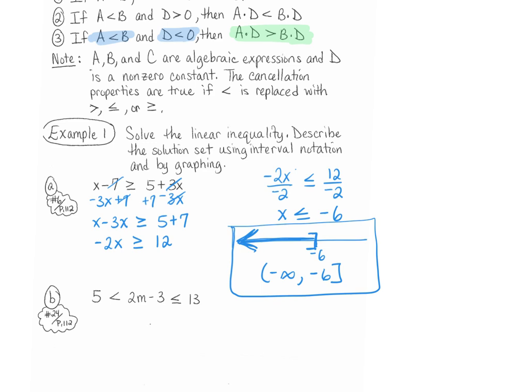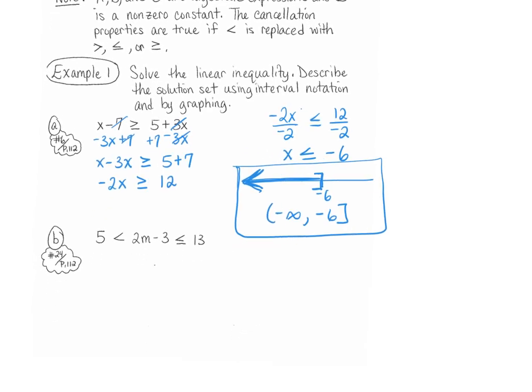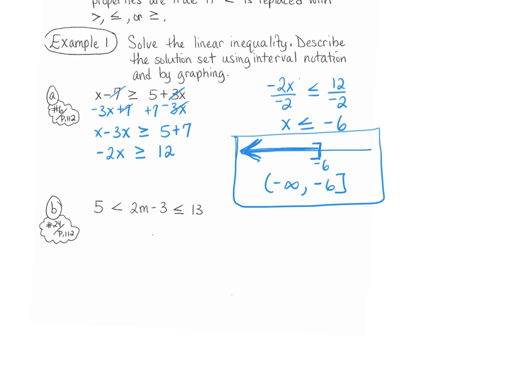Excellent. One more example. Here we have a double inequality, or a compound inequality: 5 is less than 2m minus 3, less than or equal to 13. In other words, we want to get m by itself. Same thing, we're just doing it to this side as well.